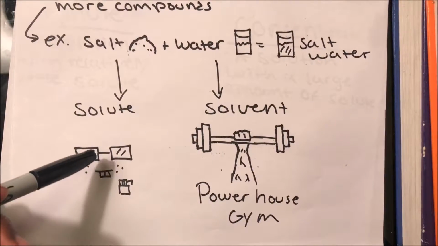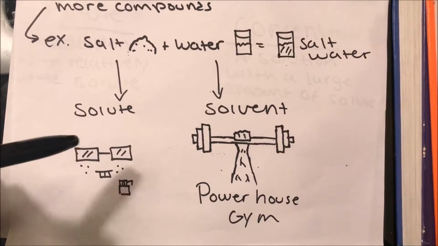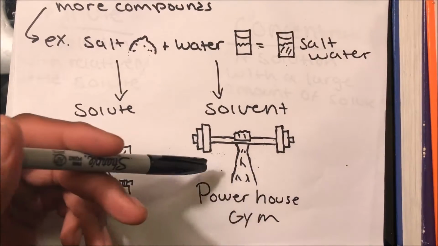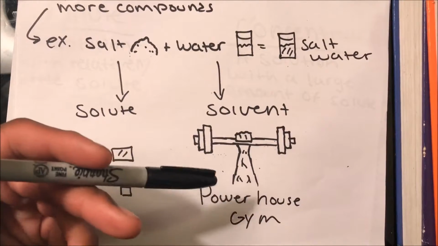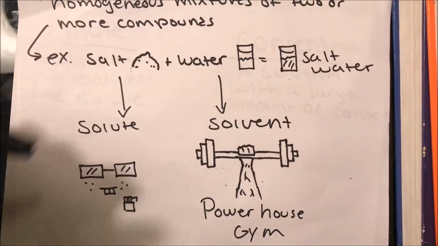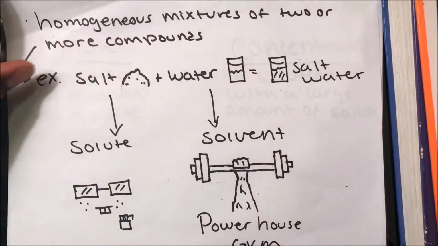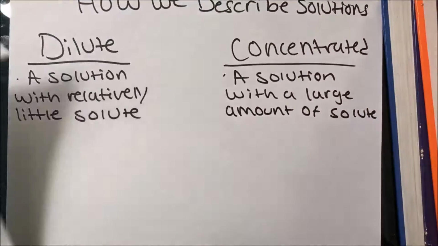While the solute is like the weak, nerdy person who gets picked on a lot, he gives in to the demands of the solvent. That's why you've got this picture here of the weights and the nerd. So, easy thing to remember. Again, solute dissolves in the solvent. Always remember that. So next, we need to know how to better describe solutions.